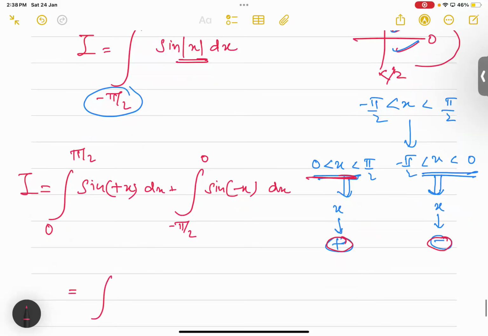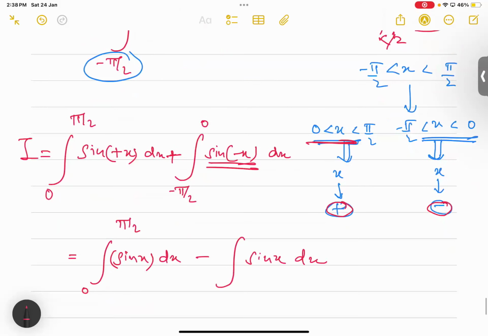What is sin x, guys? Sine of positive x is sin x. And what is sine of negative x? So that minus I will take outside. Minus pi by 2 to 0. Now don't cancel both, sine minus sine 0. Why? Because you have to integrate, the limits are different. Now integrate, upper limit minus lower limit.